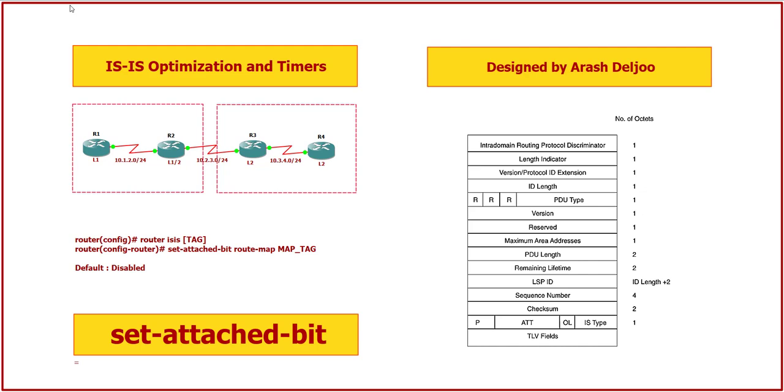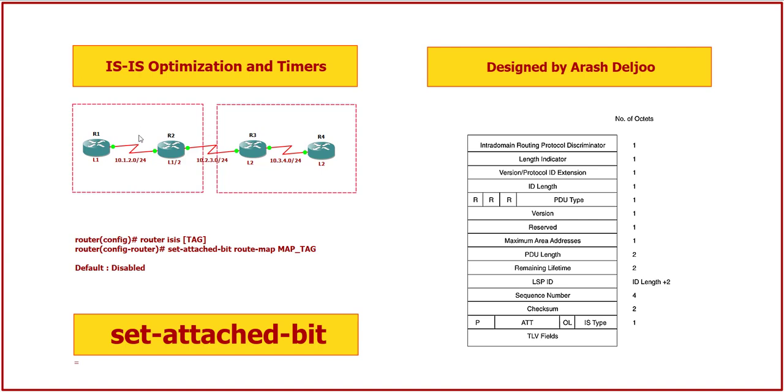In this video, I'm going to talk about the set attached bit feature of the ISIS optimization features. What is the attachment bit? You know it. In ISIS, every L1/L2 router that is connected to the other levels, for example, a level 2 area, needs to send the attachment bit in its LSP inside of the level 1 areas it is connected to. Let me show you.